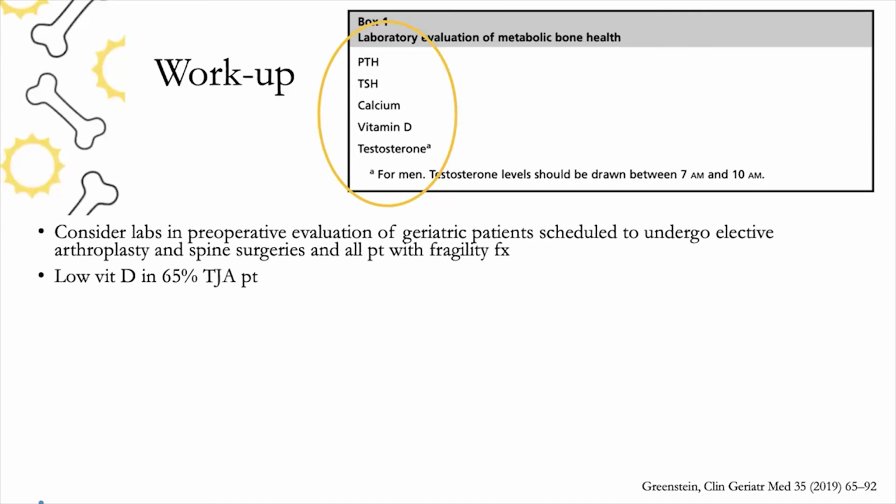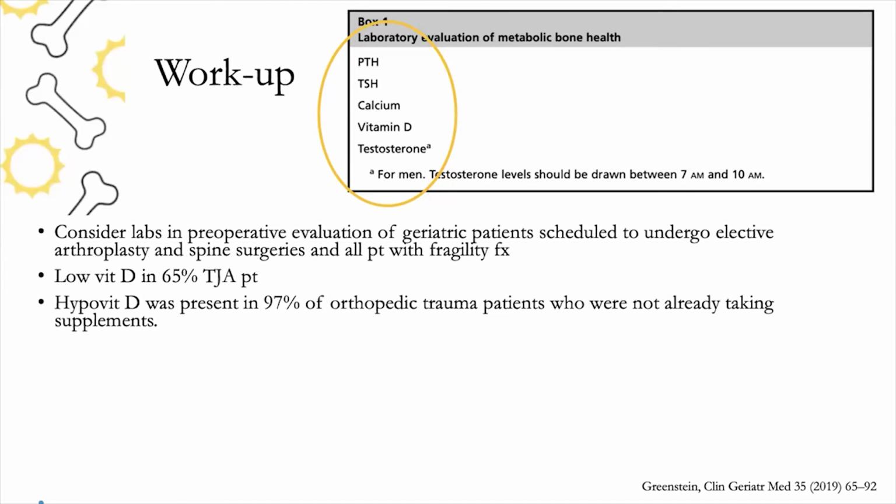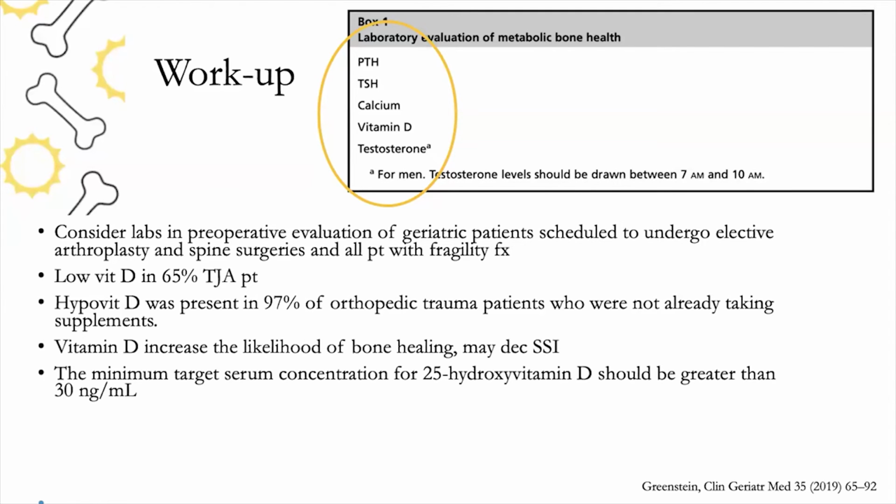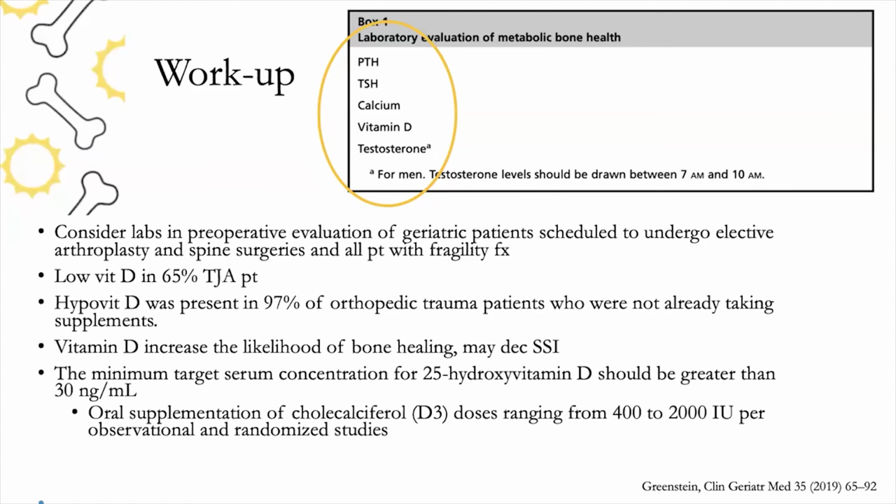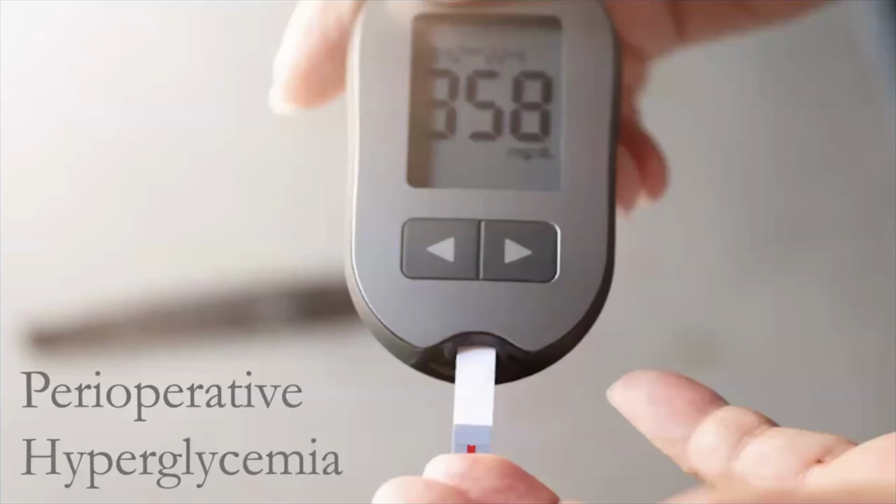Vitamin D levels, checking that is pretty high yield because two-thirds of joint arthroplasty patients have a low vitamin D level. And 97% of orthotrauma patients who weren't already told to take vitamin D or aren't taking it on their own are low in vitamin D. And we know that that is important from a bone healing perspective and may help us to decrease surgical site infection. The target concentration is greater than 30, and there are different ways of repleting it.